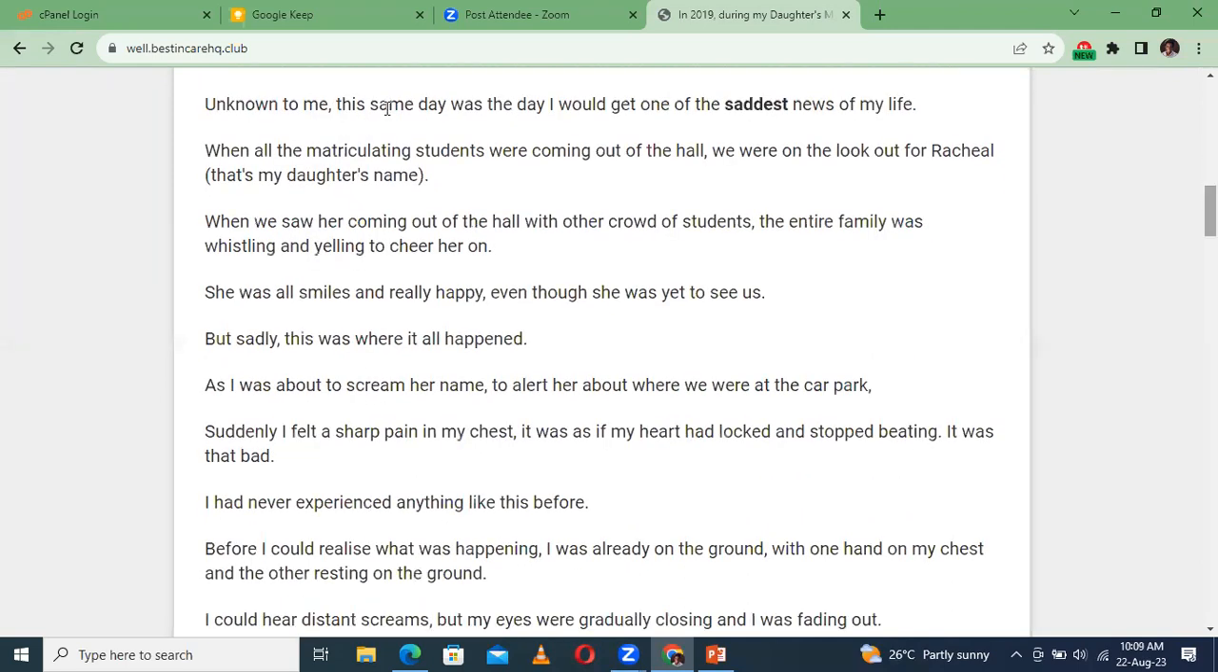Unknown to me, this same day was one of the saddest days of my life. When all the matriculated students were coming out of the hall, we were on the lookout for Rachel, that's my daughter's name. When we saw her coming out of the hall with other students, the entire family was whistling and yelling to cheer her on. She was all smiles and really happy. But sadly, this was where it all happened. As I was about to scream her name to alert her about where we were in the car park, suddenly I felt a sharp pain in my chest. It was as if my heart had locked and stopped beating.